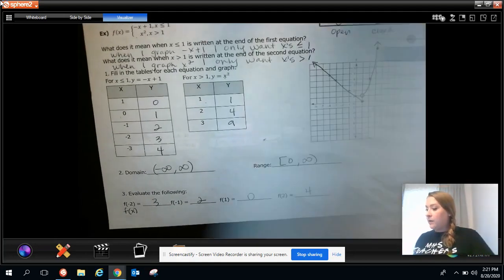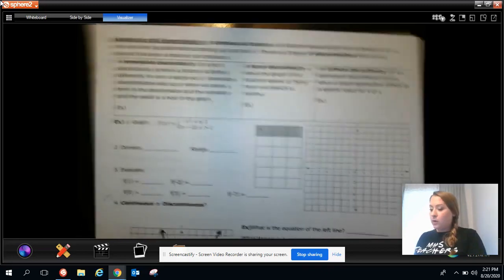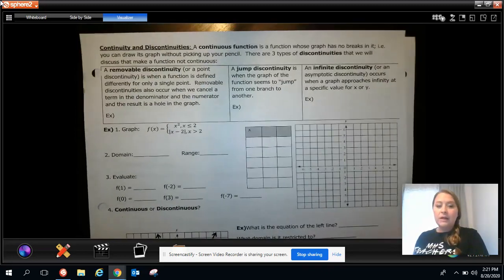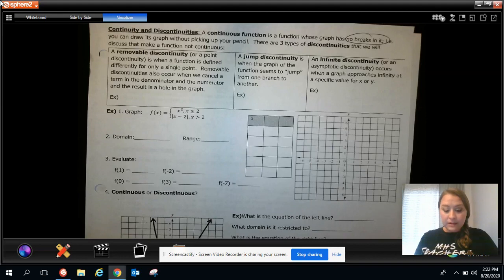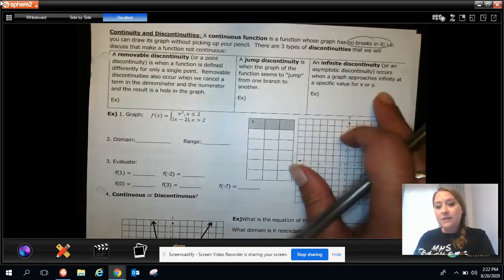And then another thing I want to point out is what these little holes in the graph are actually called. So continuous functions are functions that have no break in them. So they just go on continuously and smooth. And then discontinuous functions are going to be functions that have some kind of break in them of some sort. So you're going to have three types of discontinuities.